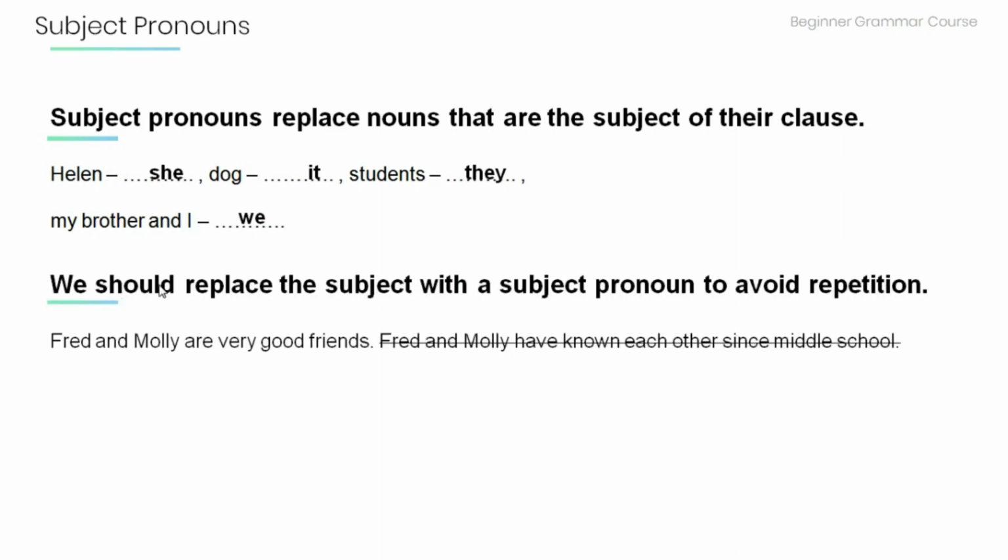Also note that we should replace the subject with a subject pronoun to avoid repetition. Have a look at the sentence below. Fred and Molly are very good friends. Fred and Molly have known each other since middle school. Try to avoid this repetition by using a subject pronoun. They have known each other since middle school.